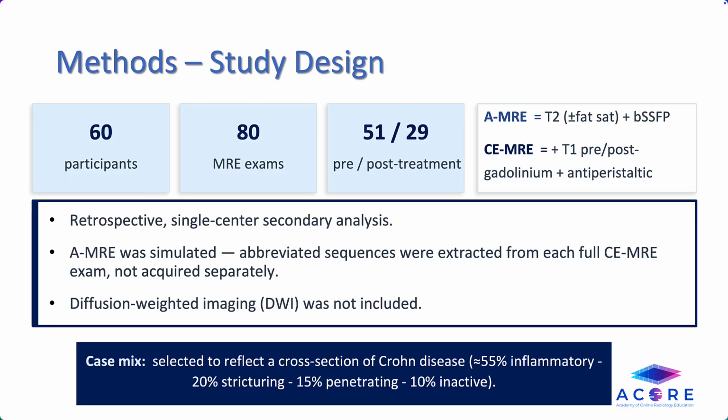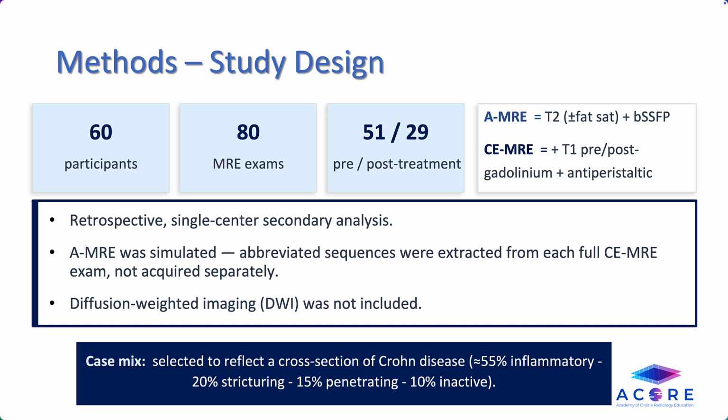The study was a retrospective single-center secondary analysis with 60 participants and 80 examinations, 51 before biologic treatment and 29 at the week 46 follow-up. Each exam was read under two protocols. The abbreviated protocol is the T2 and balanced SSFP sequences, and the contrast-enhanced protocol adds the T1 sequences, before and after gadolinium, along with the antiperistaltic agent.